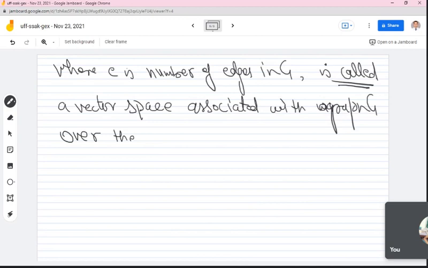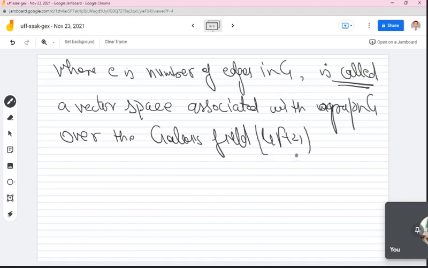Over the Galois field, which one? GF2. Okay, it is the notation. Galois field, and also we can write here modulo 2. Modulo 2 means addition modulo 2 and multiplication modulo 2, GF2.